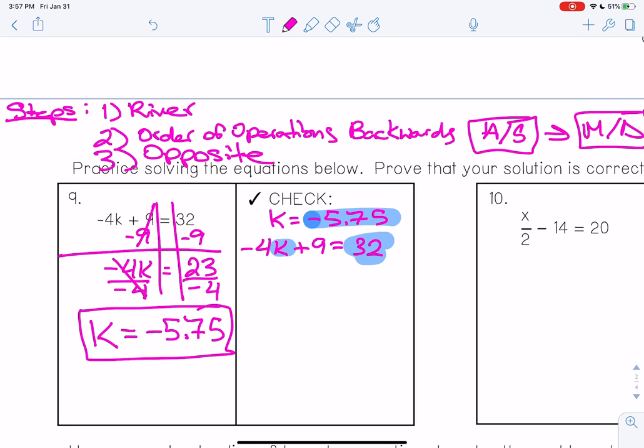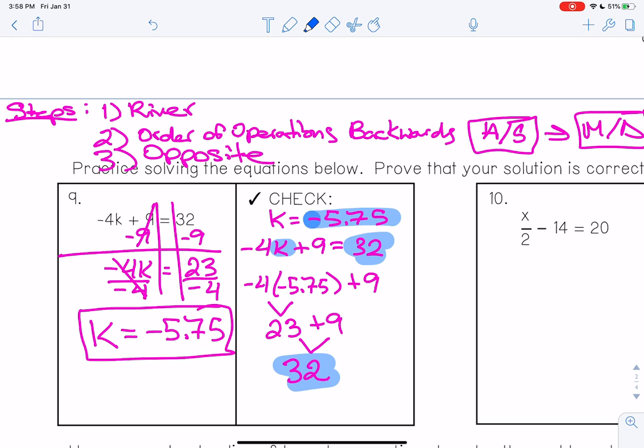All right, so -4 times -5.75 plus 9. Well, we have two negatives, so a negative times a negative, they like the same music. It's going to equal a positive, which is 23. So then we have 23 plus 9, and 23 plus 9 is 32. 32 is what we were looking for, the answer to our original equation. So yes, we did it correctly.